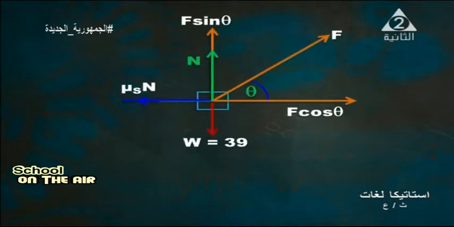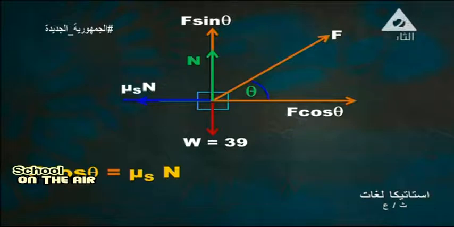My dear student, look at in the first, we have the force F acting on the body inclined with angle theta with the x-axis. Then we resolve the force F into two components. The first component is F cosine theta, the second component is F sine theta. Don't forget, my dear students, the body's weight is 39. We have reaction force N and mu_s N opposite the force F cosine theta. In the horizontal, my dear student, we have two equations: the first horizontal equation, and the second vertical equation.